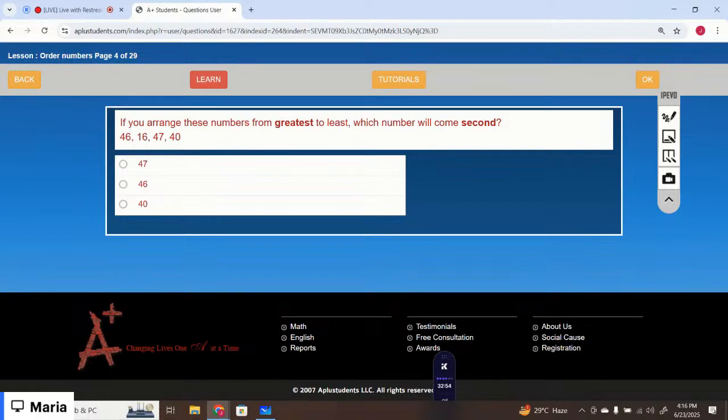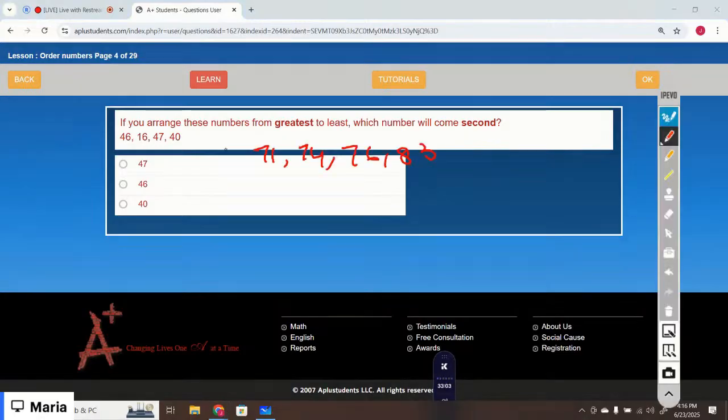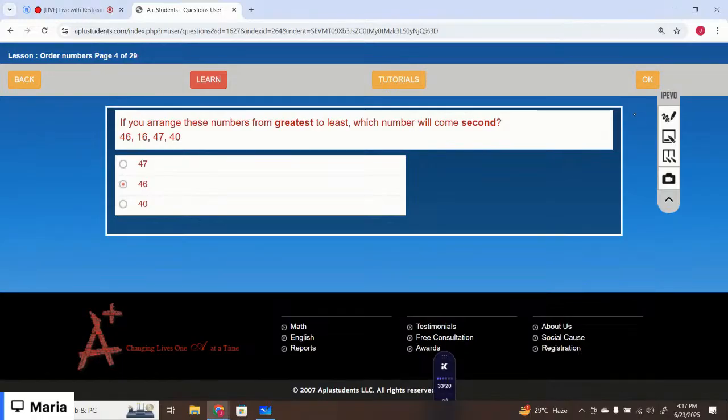If you arrange these numbers from greatest to least, which number will come second? The first one would be 47. The second one is 46. So the correct option is option number B, 46.